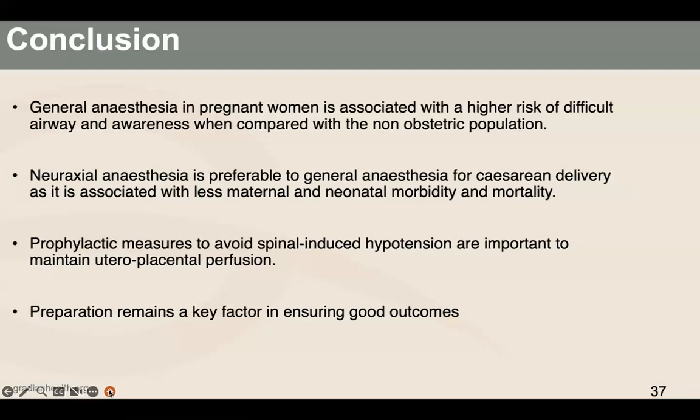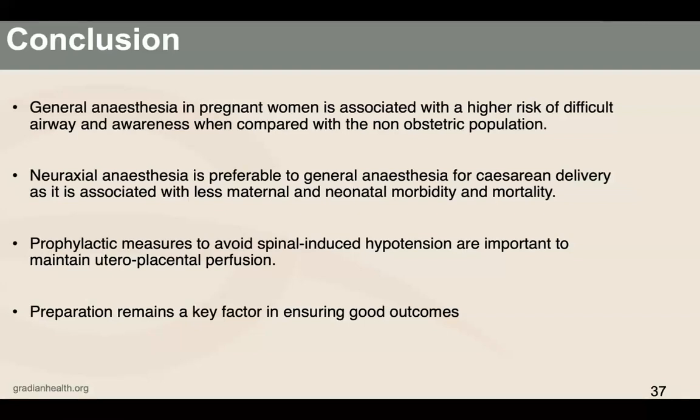So in conclusion, general anesthesia in pregnant women is associated with a higher risk of difficult airway and awareness when compared with the non-obstetric population. Neuraxial anesthesia is preferable to general anesthesia for cesarean delivery, and is associated with less maternal and neonatal morbidity and mortality. Prophylactic measures to avoid spinal-induced hypotension are important to maintain uteroplacental perfusion. These are in the form of giving adequate preload, 15 mL per kg, 15 to 30 minutes before siting your spinal anesthesia.